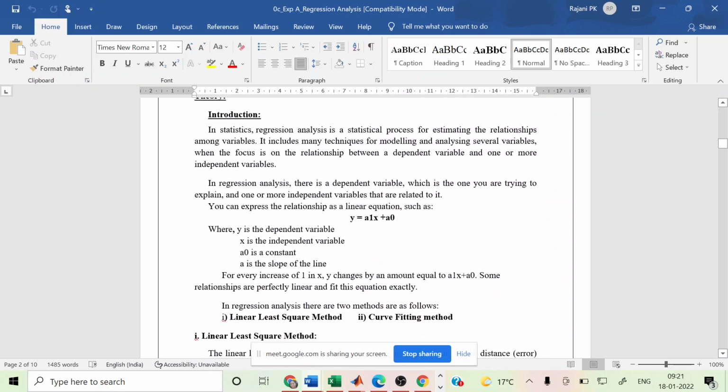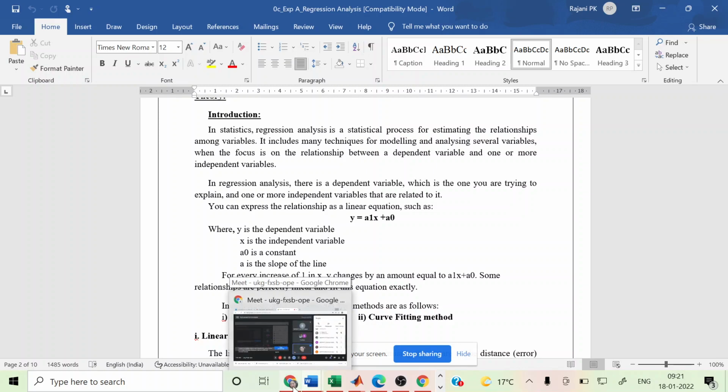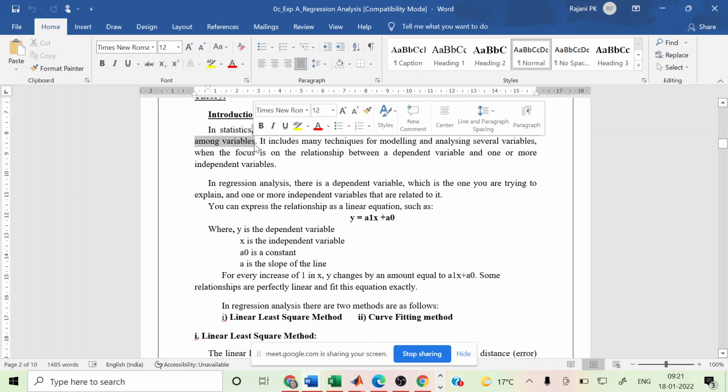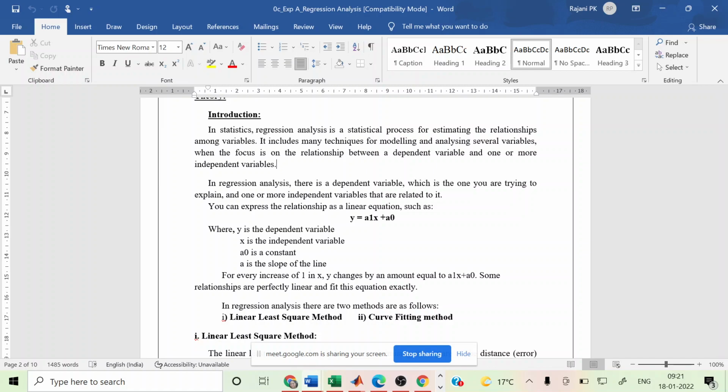Okay, regarding the theory, what is regression? Can anyone say what is regression? Prediction. Yeah, it's prediction, or a statistical process of estimating a particular relationship between the variables. Okay, here also it is written. So this kind of question can be asked even during the practical, and instead of saying a single word, you have to try to say it's a statistical process of predicting something or estimating the relationship among variables.